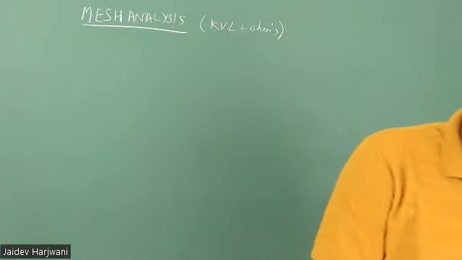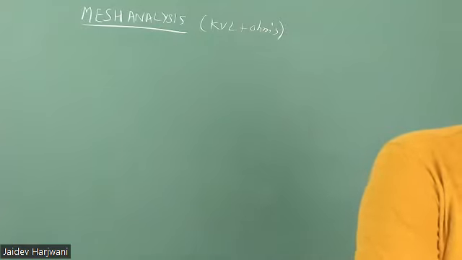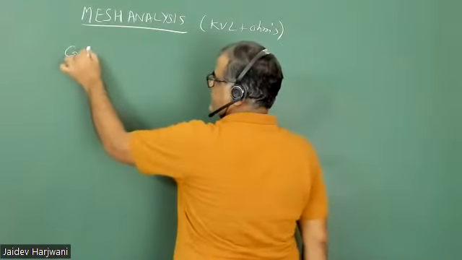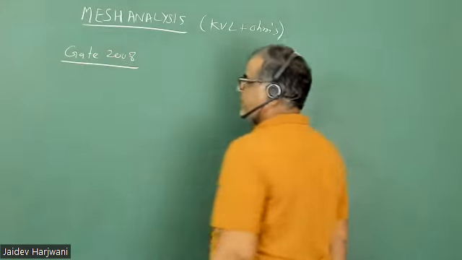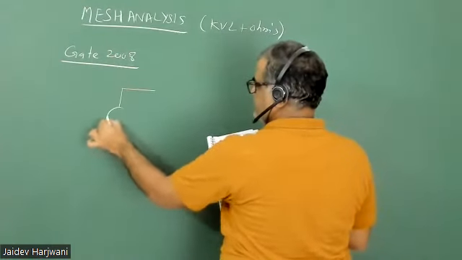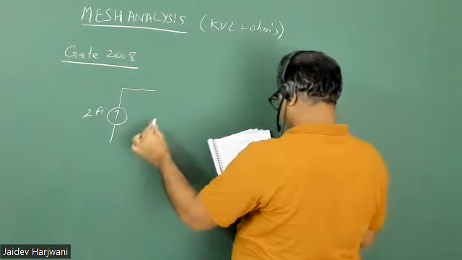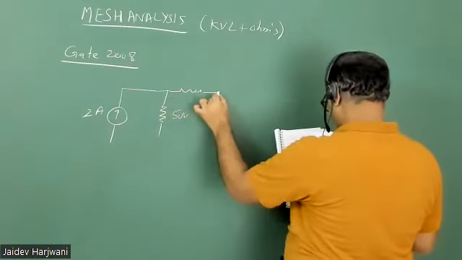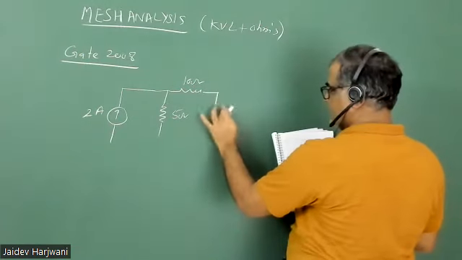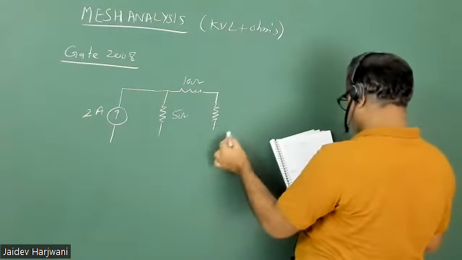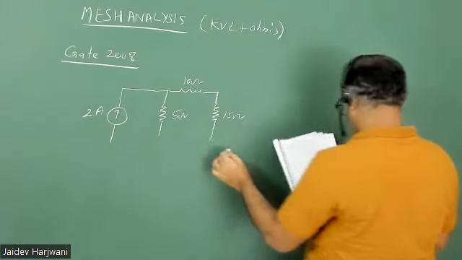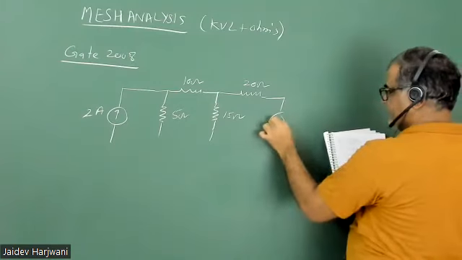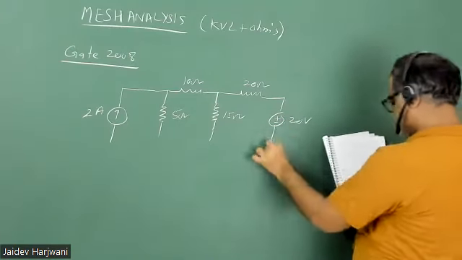Now, give me one problem from the exam. Okay. So in GATE 2008, they asked: 2 ampere, 5 ohm, 10 ohm, and then you have your I2 is 15 ohm, and here again you have a 20 ohm, plus minus 20 volt. Okay.